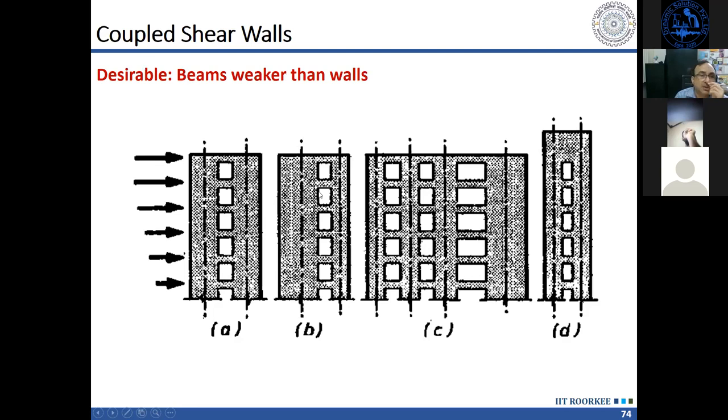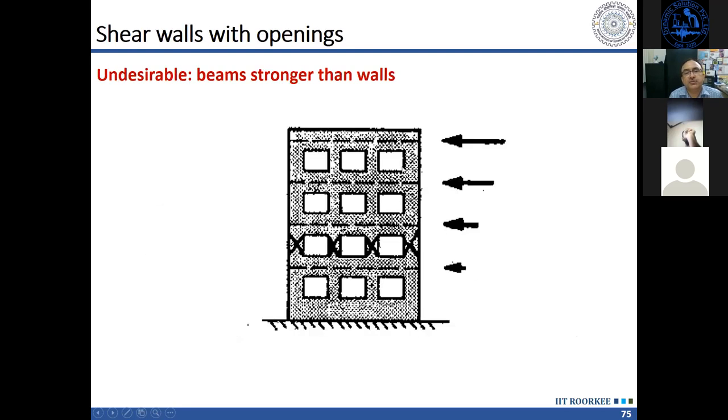That is desirable, that the damage should occur in the beams, not in the piers. It should occur in the spandrels, in the beams. So beams should be weaker. On the other hand, if you have this type of system where the spandrels are quite strong, but the piers are weaker, what will happen? The failure will occur in these spandrels. Spandrels are like columns, and this failure will occur in shear. So we have to avoid this, because when these spandrels fail in shear, it will lose its vertical load carrying capacity and collapse will occur.